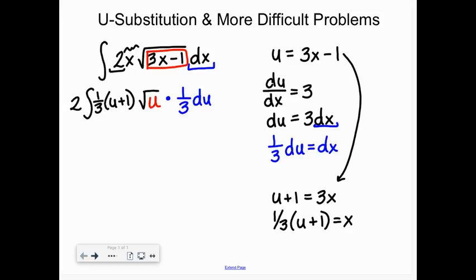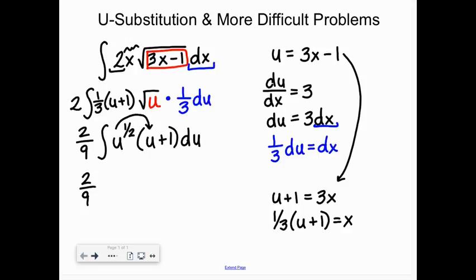So the first thing I'm going to do, the 1/3 times the 1/3 is going to be 1/9. I'm going to bring that out and leave it with the 2. I'm going to write the square root of u as u to the 1/2. And then I still have the u plus 1 du. Okay. Now I can FOIL. I don't have that reverse product rule or whatever, so I do need to multiply this out before I can find the antiderivative using the power rule.